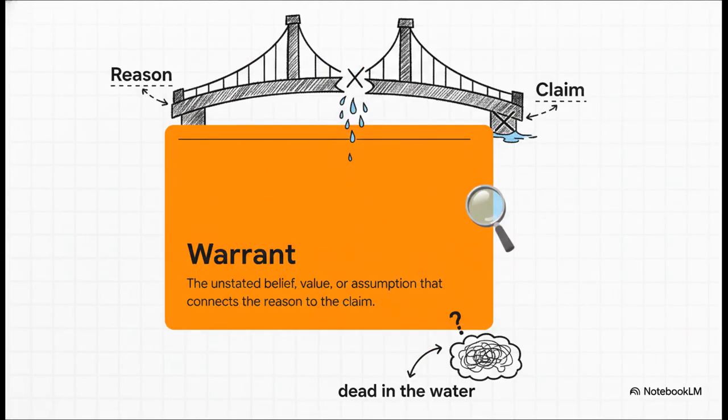Well, that hidden part is called the warrant. The warrant is the unstated belief, the unspoken assumption that connects your reason to your claim. It's the invisible bridge. And listen, this is the most important part. If your audience doesn't already accept your warrant, your argument is completely dead in the water.